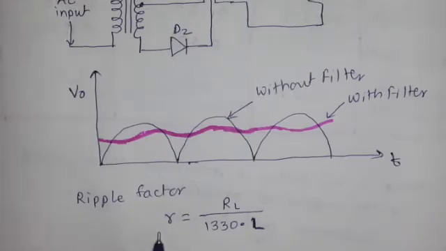We can say that the ripple content is directly proportional to the load resistance RL. Also, it is inversely proportional to L. Now this is all about the inductor filter.